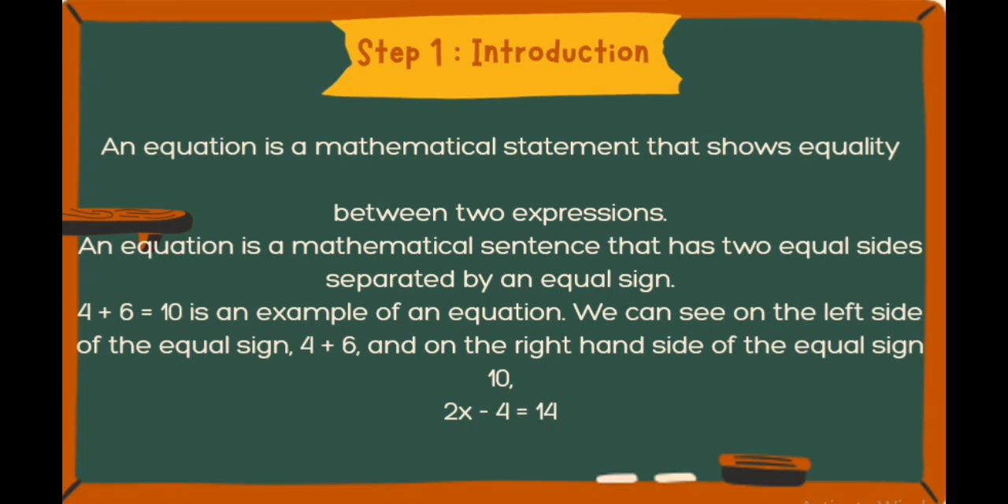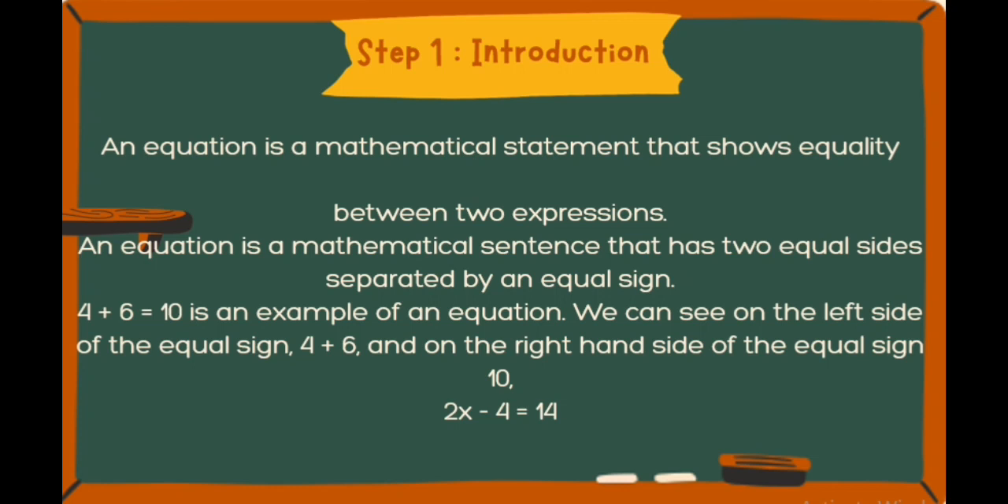What is an equation? An equation is a mathematical statement that shows equality between two expressions from the left to the right. An equation is a mathematical sentence that has two equal sides separated by an equal sign. So we have this expression here: 4 plus 6 equals 10. 4 plus 6 is an expression. 10 is an expression. So we have two expressions in this case, separated with a sign of equality.